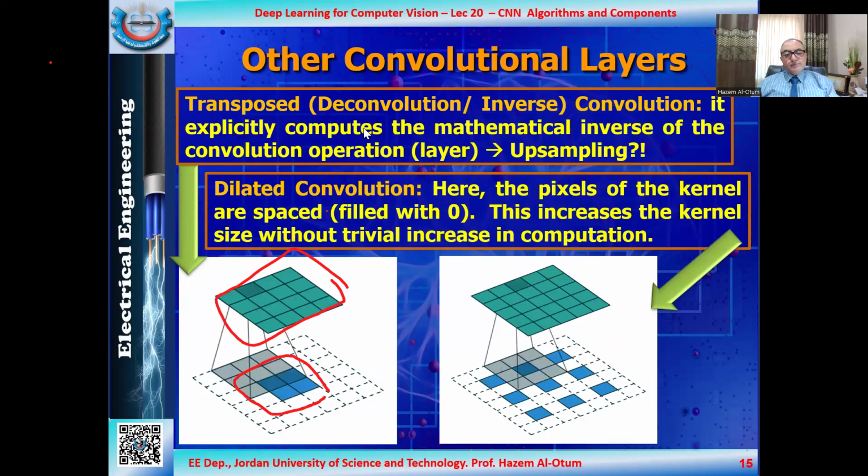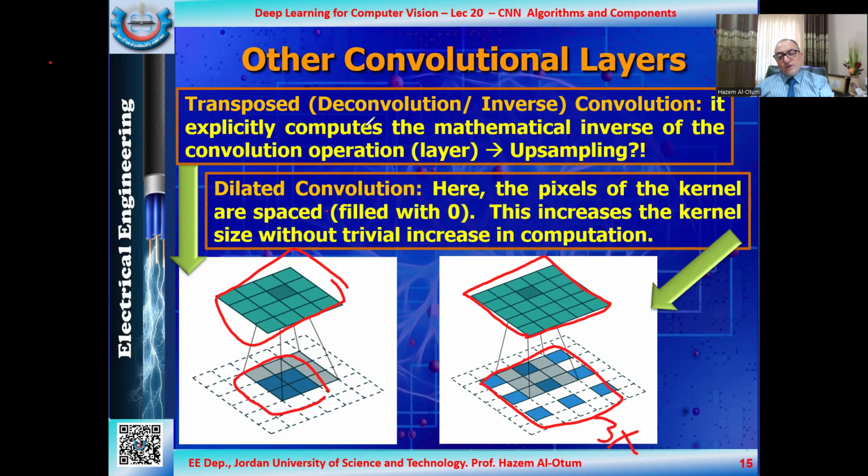You see here we have the size 3 by 3. If you look at this image, the blue pixels are 3 by 3, and this is the output size, which is now, instead of 3 by 3, 5 by 5. So this is the main purpose of using the dilated convolution.